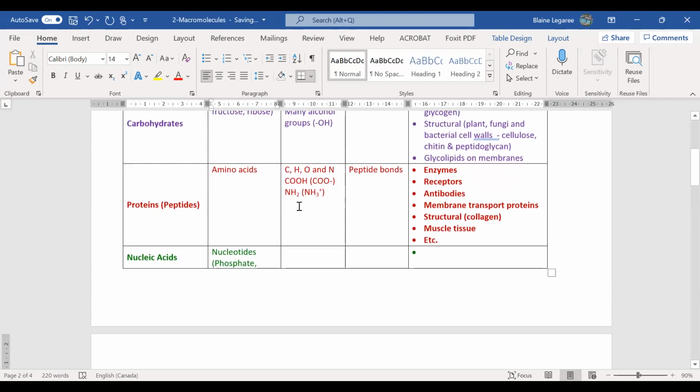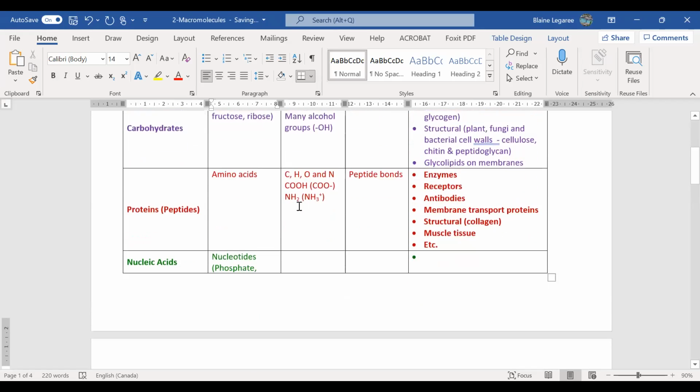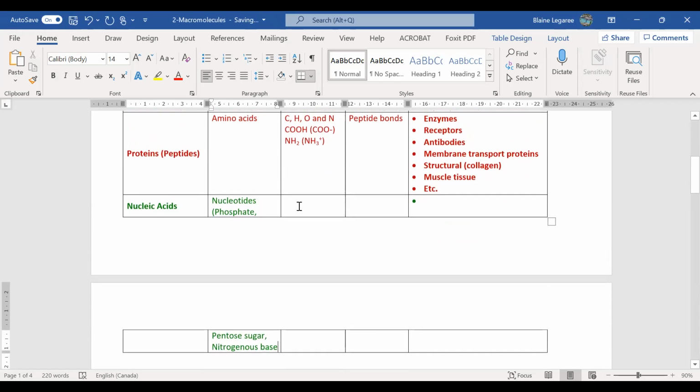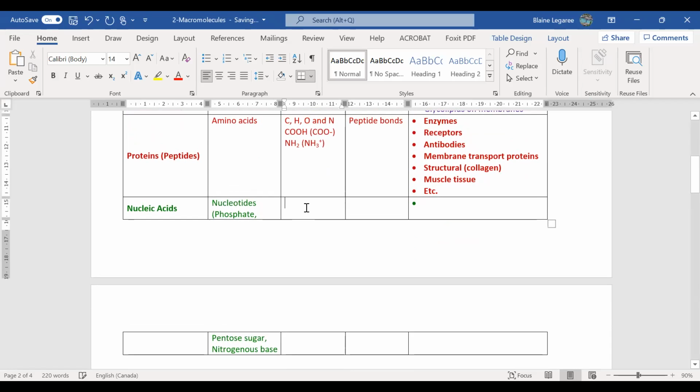Okay, maybe what I'll do, I'm just trying to think of a way to not make this so messy. It just likes to go on to the next page.